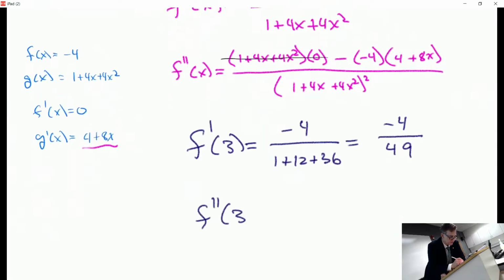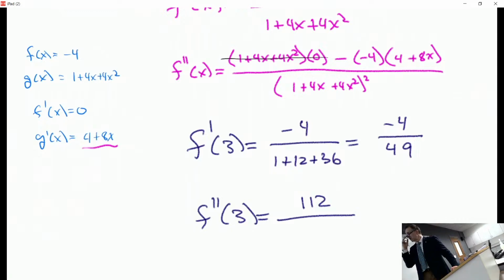And then f double prime of 3 is going to be, let's see, 4. Maybe I can't do this one in my head. It's 24, 28. 28 times 4 is 112. Let's see if I can do my mental arithmetic correctly. And then on the bottom, 49 squared. I should know this. 49 squared. It's going to be 2,500 plus 1 minus 100. Oh, yeah, because it's 50. Never mind. Yeah, 2,401. Thank you.